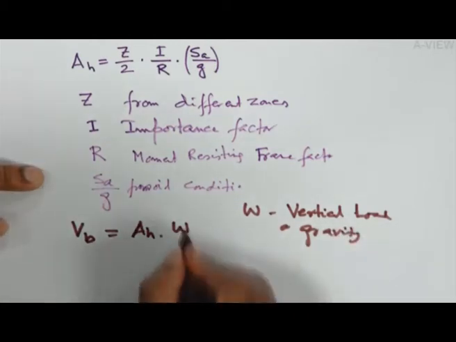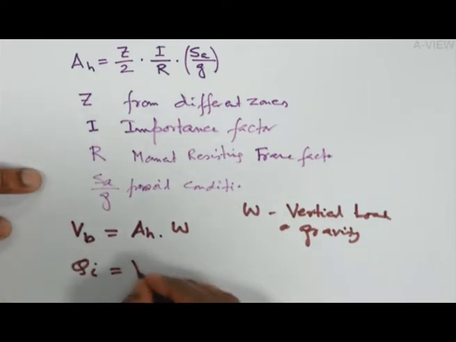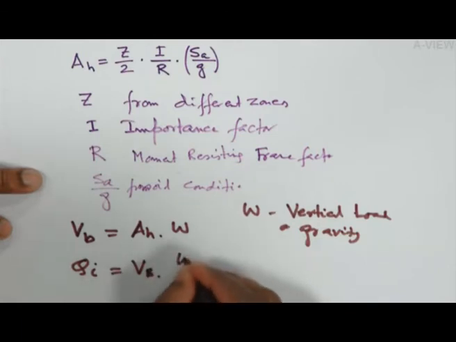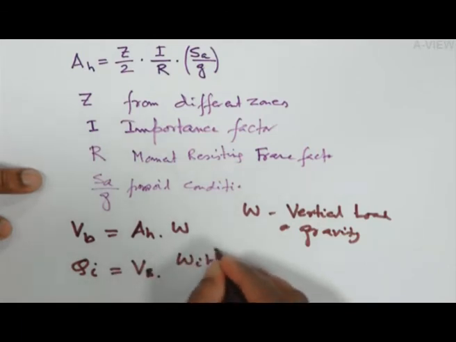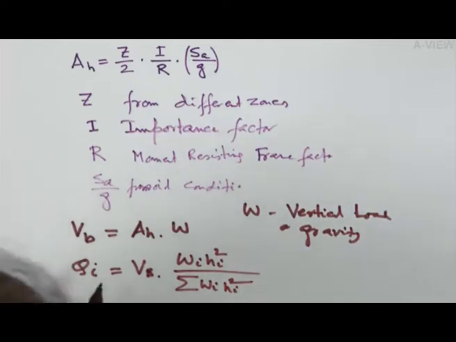So we can find out this one here, and then we can find out, say, Qi, VB, Wi Hi square divided by summation Wi Hi square. So this is the one, this particular value Qi, that we shall get. That is our objective here.